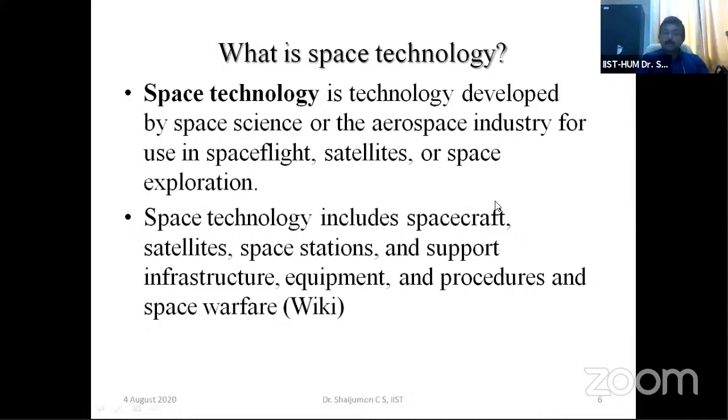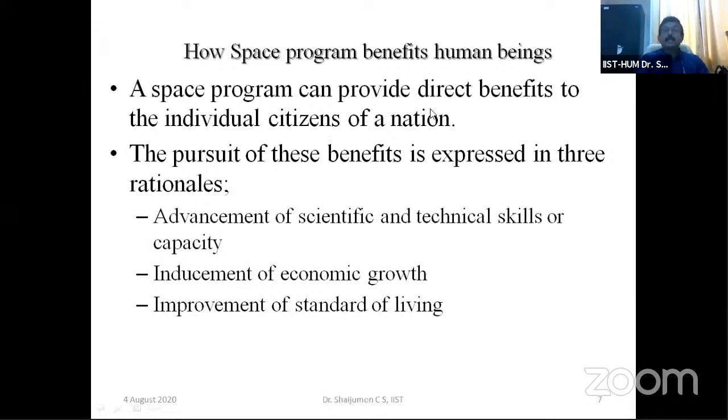So moving on, how does a space program benefit human beings? A space program can provide direct benefits to the individuals and citizens of a nation. The pursuit of these benefits is expressed in three rationales. One is the advancement of scientific and technical skills or capacity. Next is the inducement of economic growth, and then the improvement of standard of living. In these three ways you can see that space programs benefit human beings.